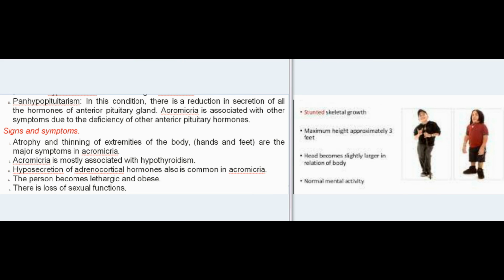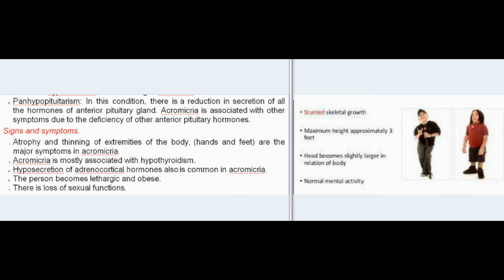Panhypopituitarism. In this condition, there is a reduction in secretion of all the hormones of anterior pituitary gland. Acromegaly is associated with other symptoms due to the deficiency of other anterior pituitary hormones. Signs and symptoms. Atrophy and thinning of extremities of the body, hands and feet, are the major symptoms in acromegaly. Acromegaly is mostly associated with hypothyroidism.